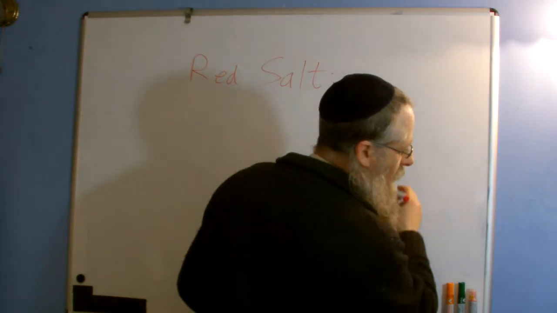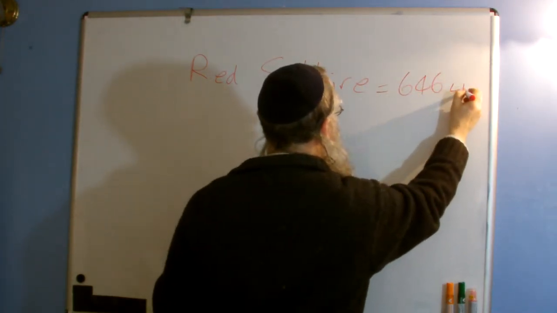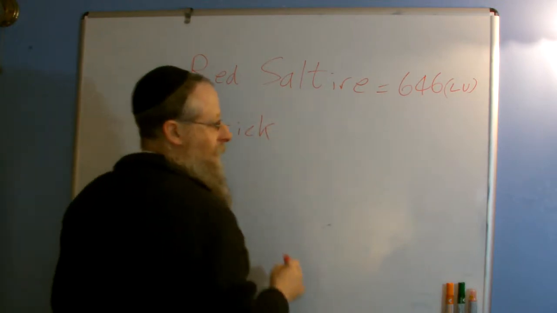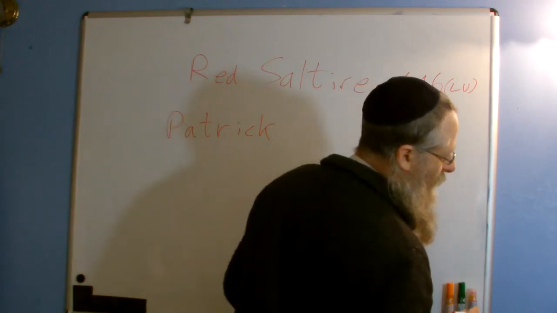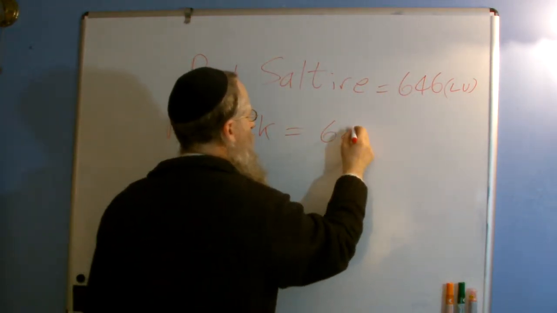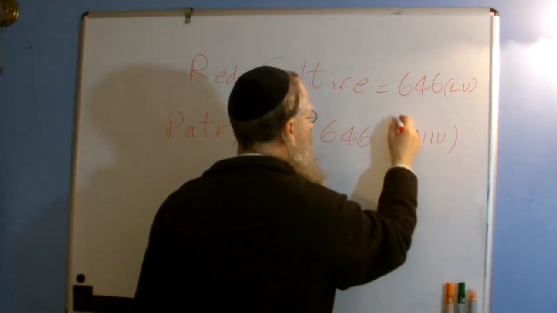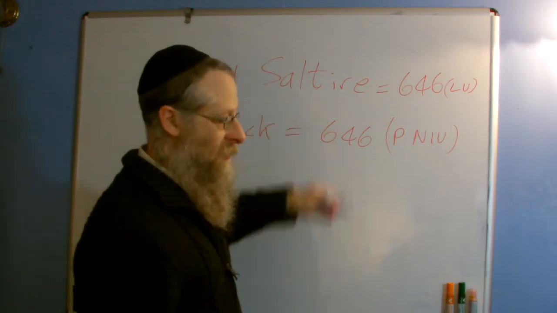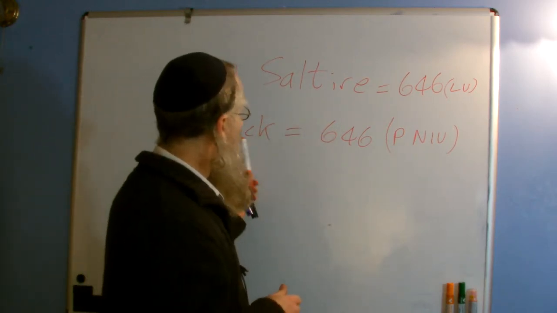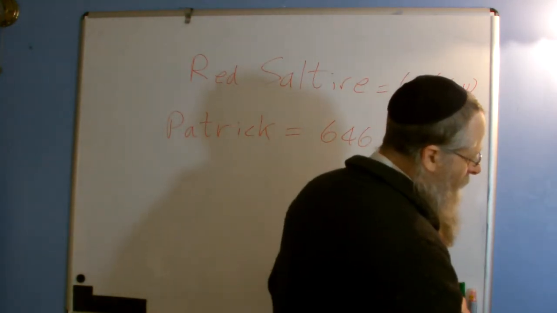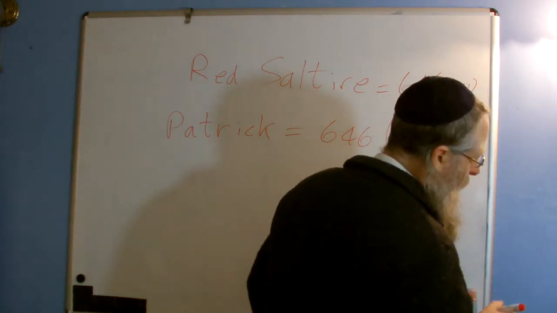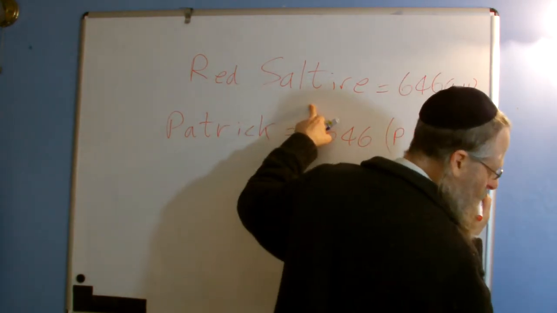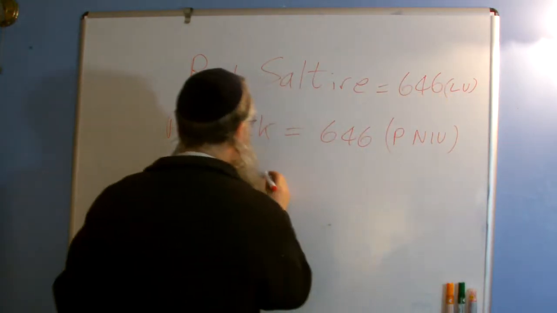And that has a large value of 646. And then Patrick, I haven't broken it down in my notes, but it's equal to 646, and that is the PNIV value. That is the placement value plus the normal inner value together gives 646, which is the red saltire. So we have a Gematria connection between Patrick and his cross. I do have the breakdown here. I have the breakdown for this one actually. Something interesting.